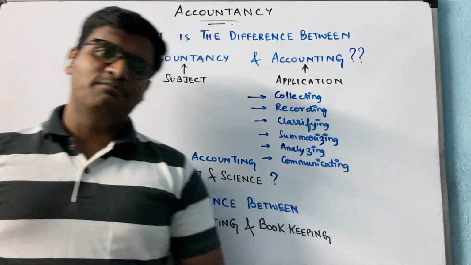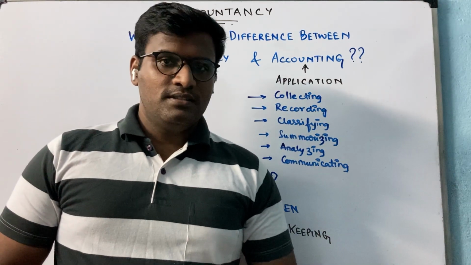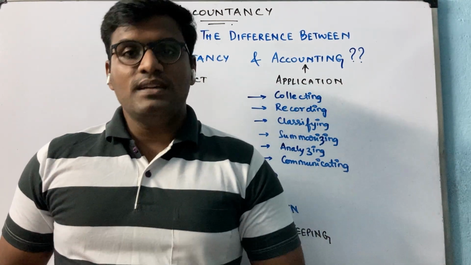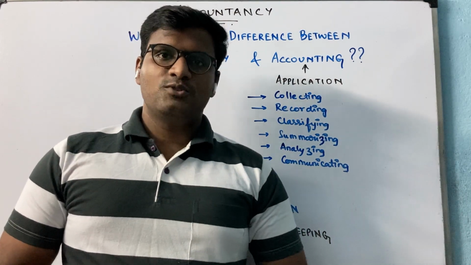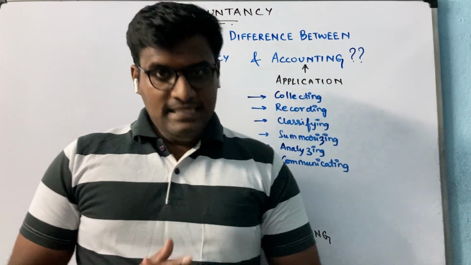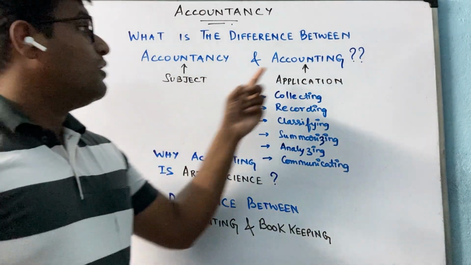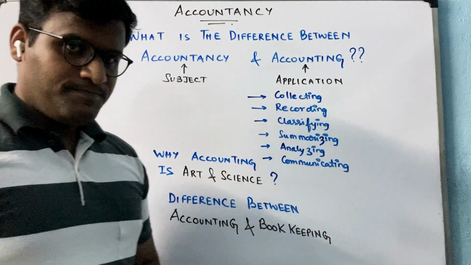Now let's take an example to understand this. Mathematics is a subject. And in mathematics, what we do basically is problem solving. So problem solving is the application part of mathematics. Similarly, here we have accountancy as a subject and accounting is its application part.